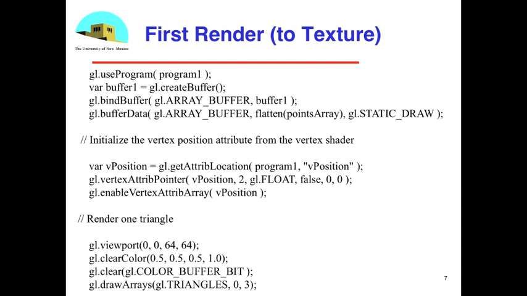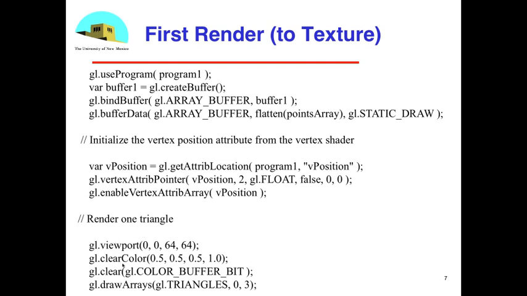So we're going to use program 1. We're going to create a buffer. We're going to send the buffer data over, which is the points array data, set up in a simple array: 0, 1, minus 1, 1, 0, 1, 1, 1, minus 1, and so on. We send it over, and we flatten the array as usual. Now we're going to initialize the variable vPosition in the shader, again totally standard. And eventually we're going to render that one triangle.